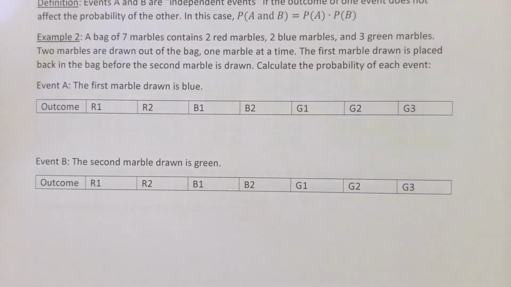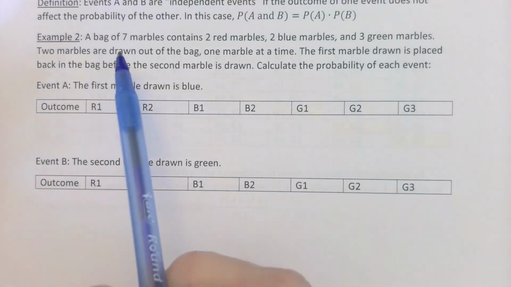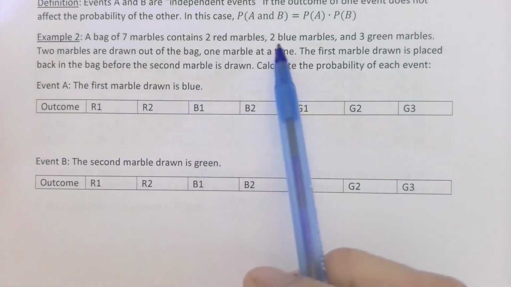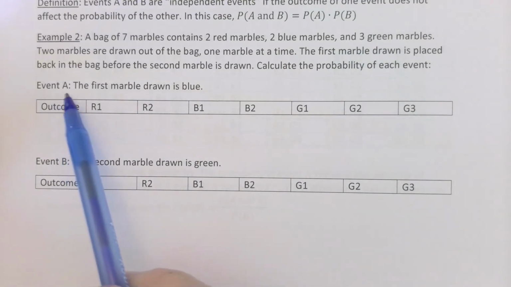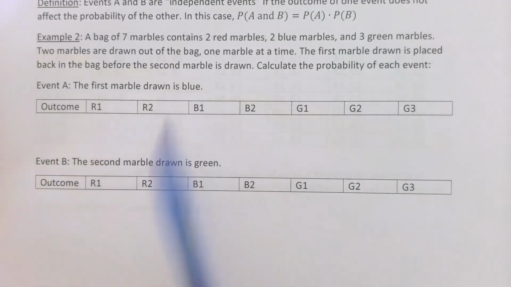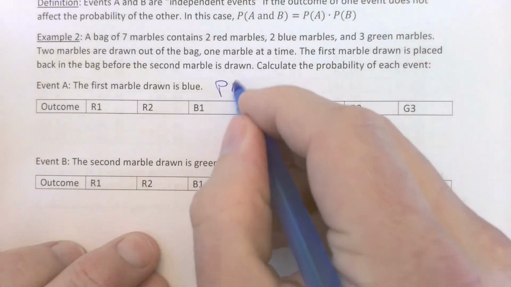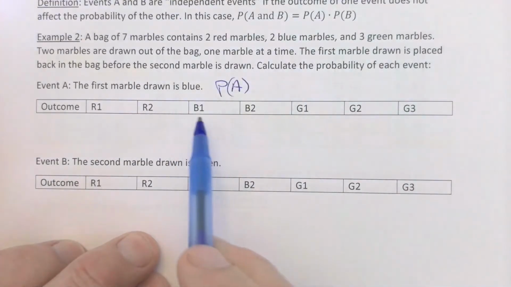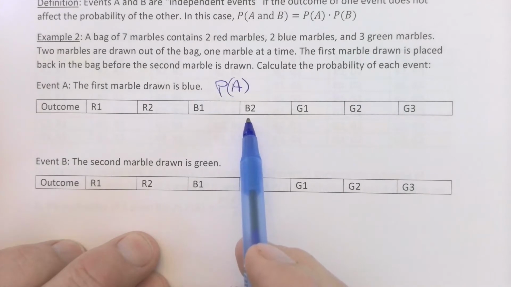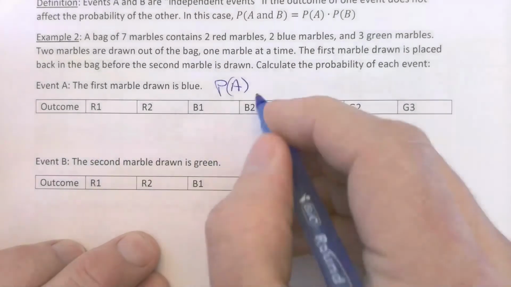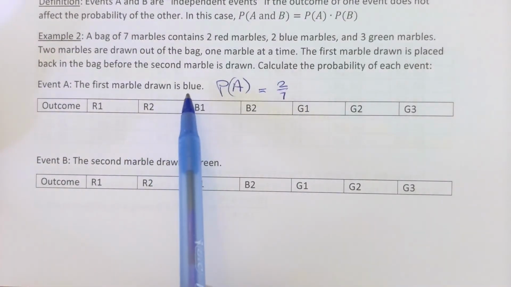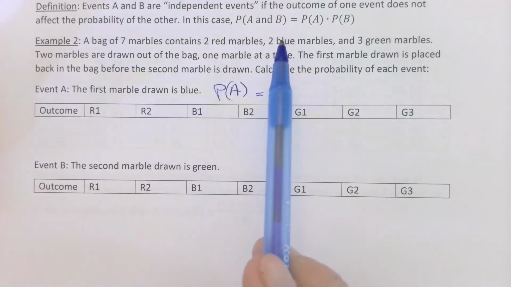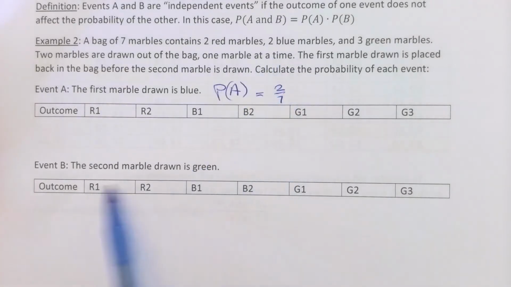Now, here we're going to be drawing one marble out of a bag. In example 2, there's 7 marbles in a bag, 2 red, 2 blue, 3 green. Event A is when we draw a marble out, the first marble, it is blue. What's the probability of that? And the answer is there are 2 blues among 7 marbles. So that's pretty easy. Now, when we draw that blue marble or any marble out, we're going to put it back in the bag before we make the second draw.